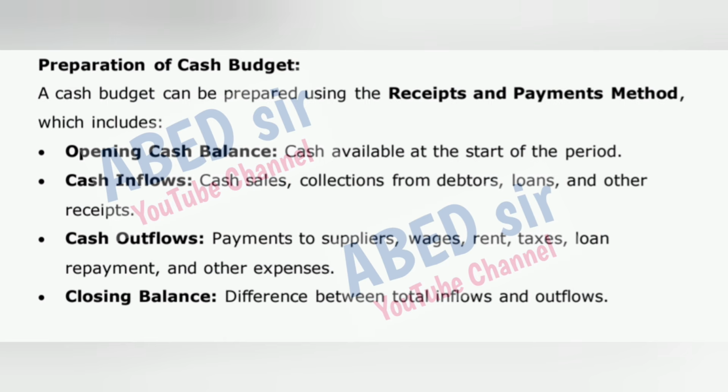Preparation of cash budget. A cash budget can be prepared using the receipts and payments method, which includes: opening cash balance, the cash available at the start of the period; cash inflows: cash sales, collections from debtors, loans, and other receipts; cash outflows: payments to suppliers, wages, rent, taxes, loan repayment, and other expenses; and closing balance, the difference between total inflows and outflows.